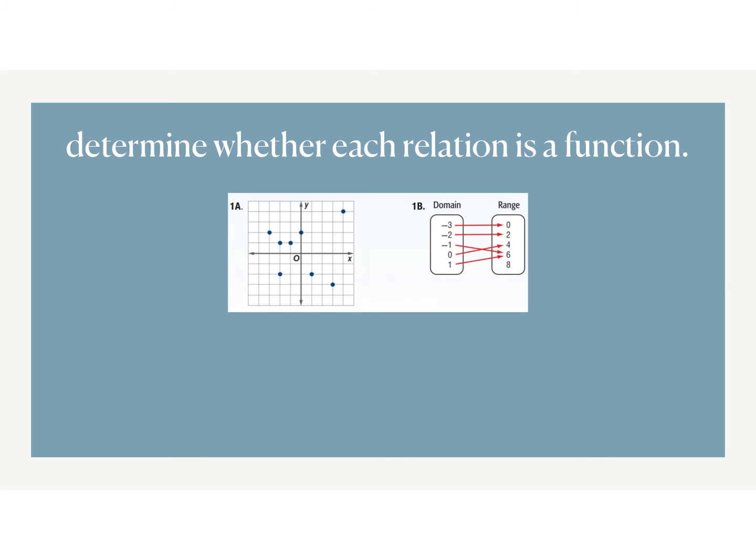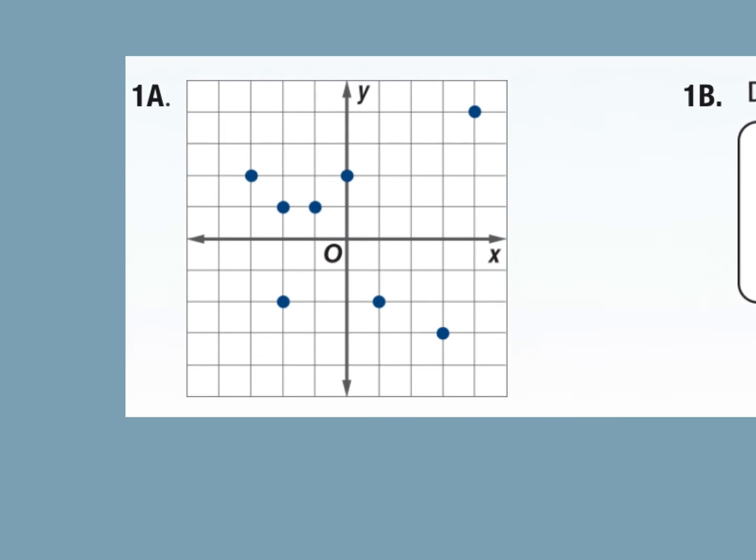All right, determine whether each relation is a function. So 1a, we just have points. Does this pass the vertical line test? If I put my pencil over all these points, is there anywhere where there's 2 dots touching? Yes, that's not a function because there's 2 dots that are the same. If I put a vertical line through here, I have 2 dots that are touching. So it fails the vertical line test, so this would be not a function. Can you see that? Not a function.